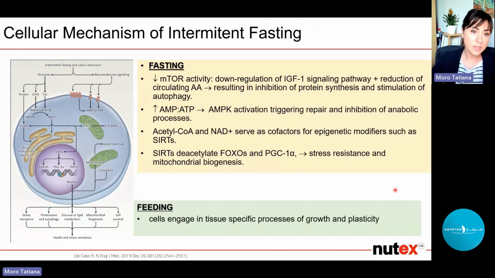So again, during fasting, mTOR activity and all the anabolic pathways are inhibited. We have preservation of mitochondrial biogenesis and so stress resistance processes, while during feeding, the cell is engaged in tissue-specific processes of growth and plasticity.